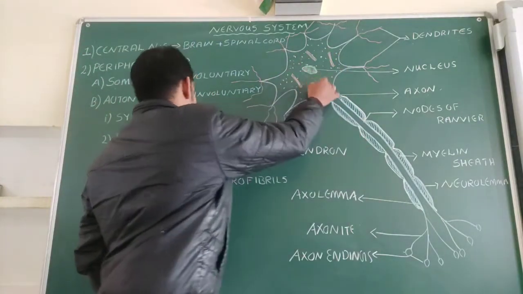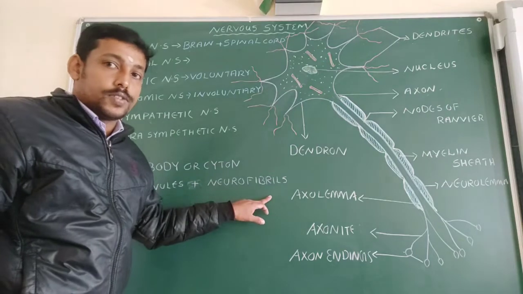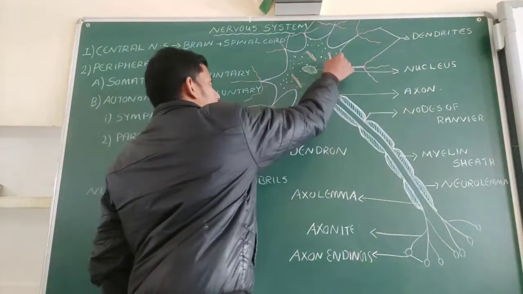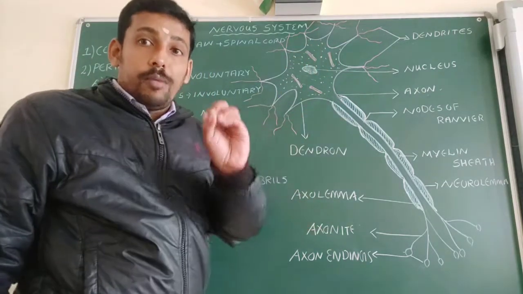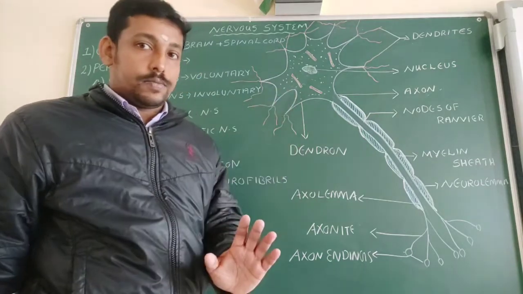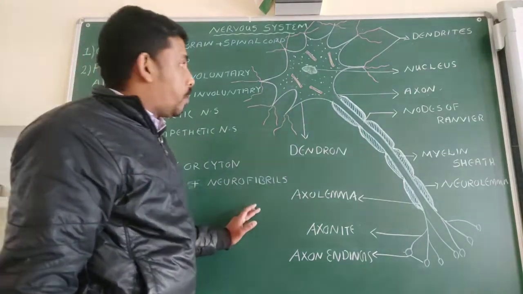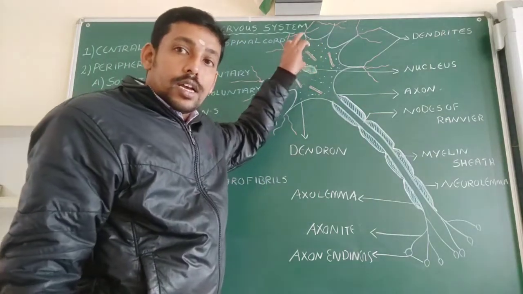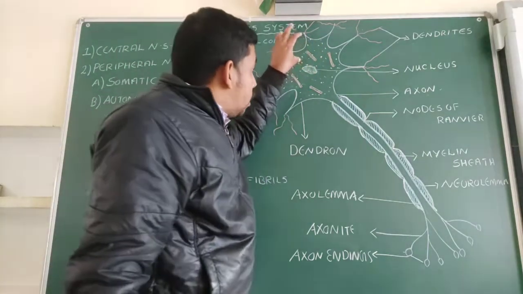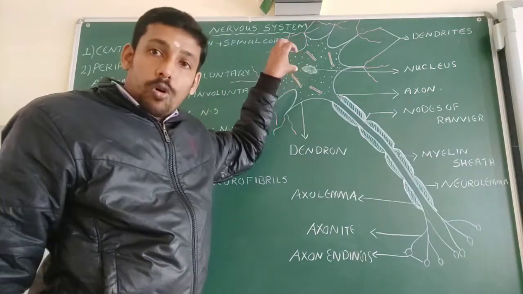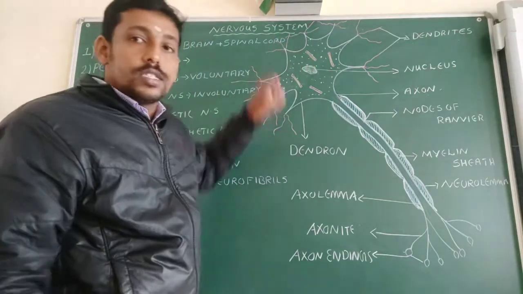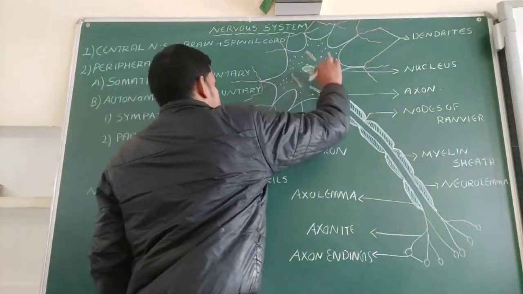These things represent the neurofibrils. All these are there for the conduction of the impulse. They are all very important. So the Nissl granules, the neurofibrils, and other cytoplasmic organelles, cell organelles, all these things are present in the cytoplasm.